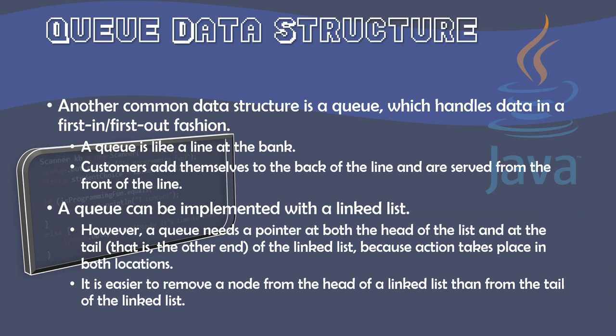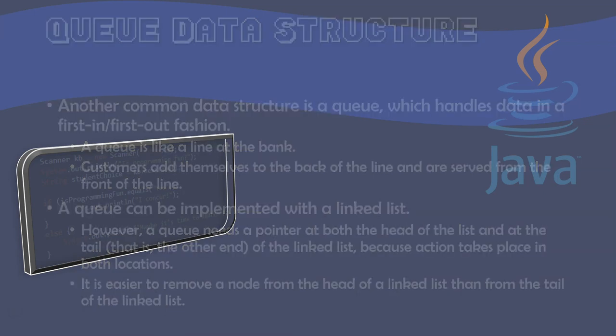A queue can also be implemented with a linked list. However, in order for us to do this, it needs a pointer both at the head of the list and at the tail or end of the list, because you're doing action directly in both positions rather than simply looking at one. Now, it's easier to remove a node from the head of a linked list than it is from the tail, obviously, because with the tail, it's going to be changing position, so you have to keep track of that.